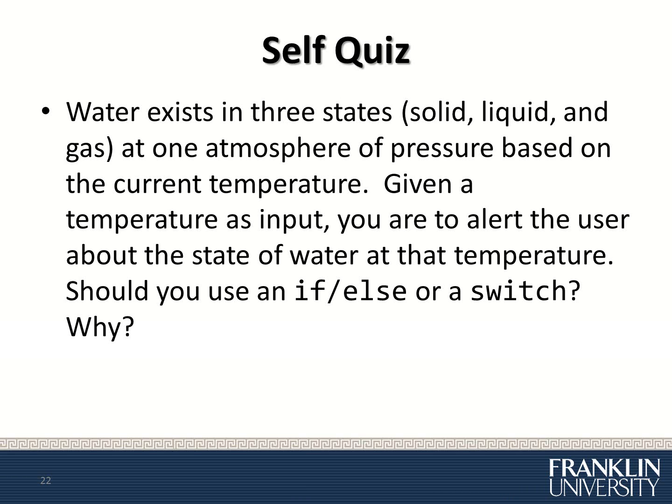Water exists as 3 states, solid, liquid, and gas, at 1 atmosphere of pressure based on the current temperature. Given a temperature as input, you are to alert the user about the state of water at that temperature. So you're inputting a temperature and you're going to output a state of water. So there's only 3 states as output. Should you use an if-else or a switch, and why?